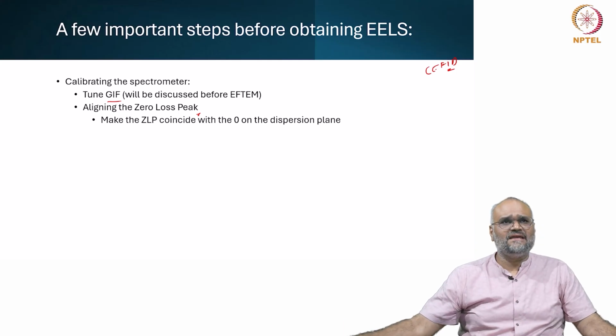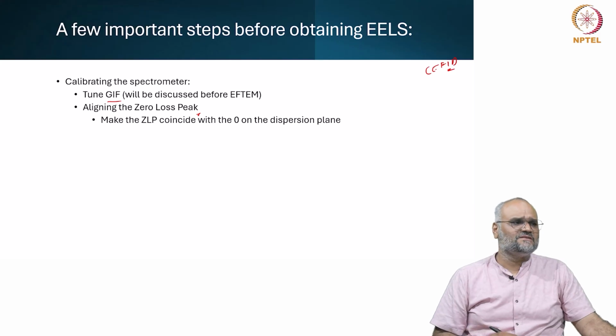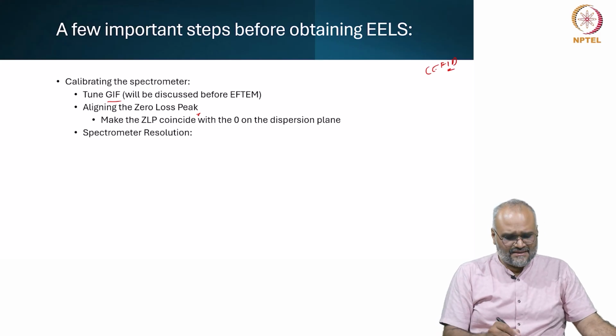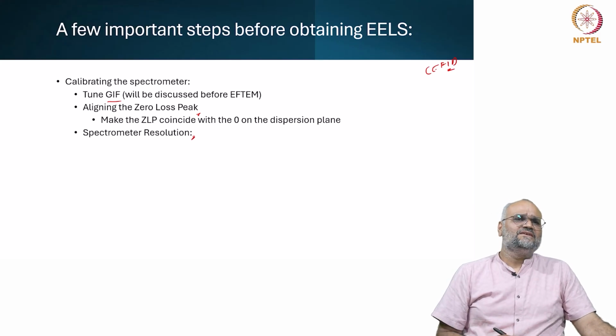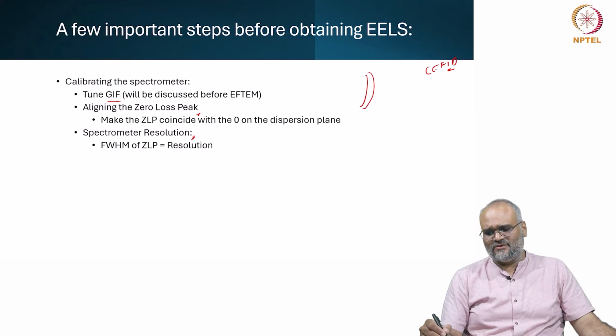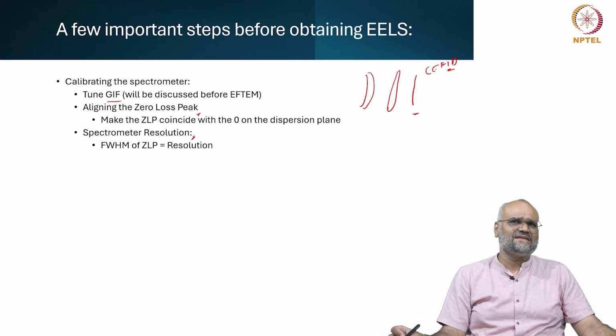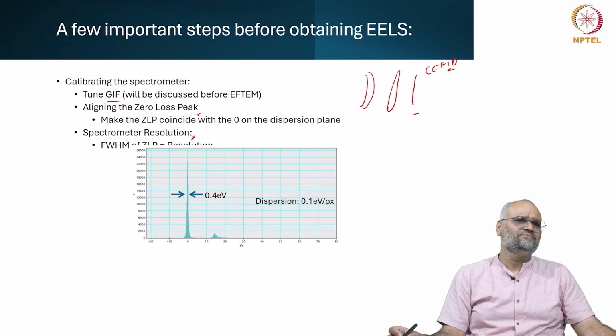You have to make the zero loss peak coincide with 0 on the dispersion plane, and then you have to get the optimum spectrometer resolution. This is what I talked about on the previous image, where you see the funny shapes of the EELS spectrum which can appear like this, or in a very good case like a narrow line. With the appropriate dispersions, you can get the best energy resolution of the zero loss peak.